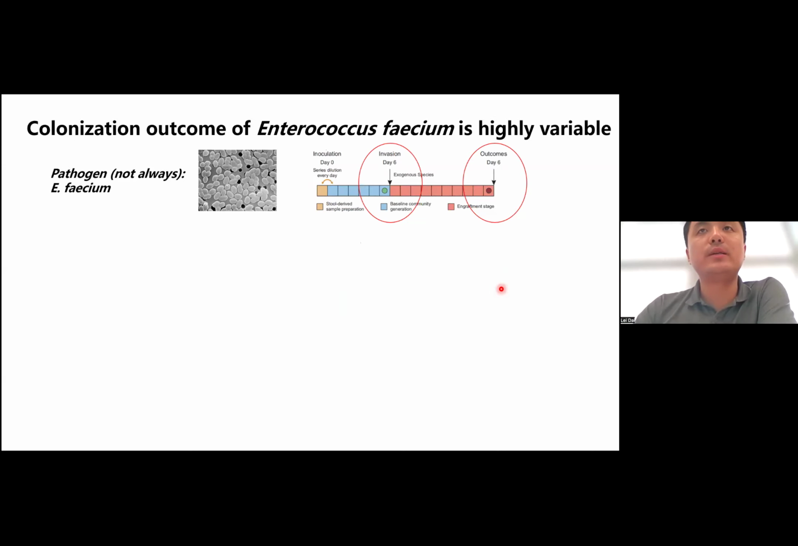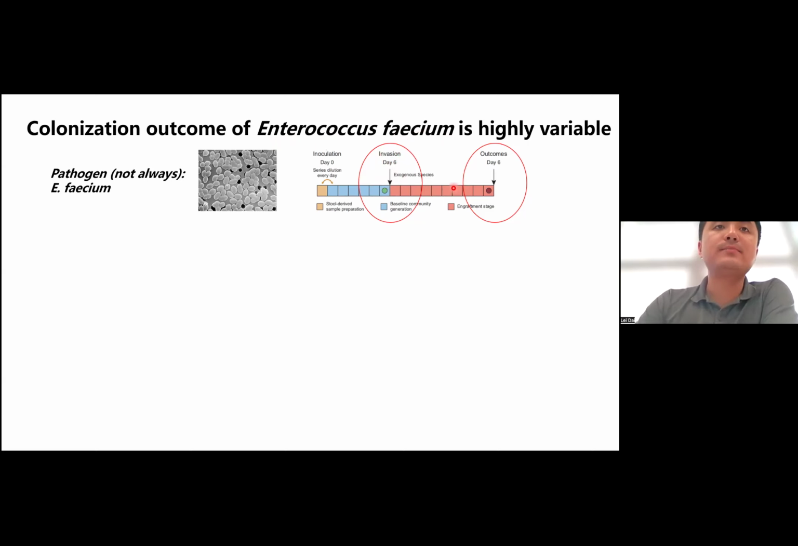So then I want to show you this key experiment where we introduced a pathogen called Enterococcus faecium. It's a pathogen that often causes hospitalized infection. So we introduced this species into different communities, and then we sequenced the communities before and after invasion, at steady state, and see what happens.